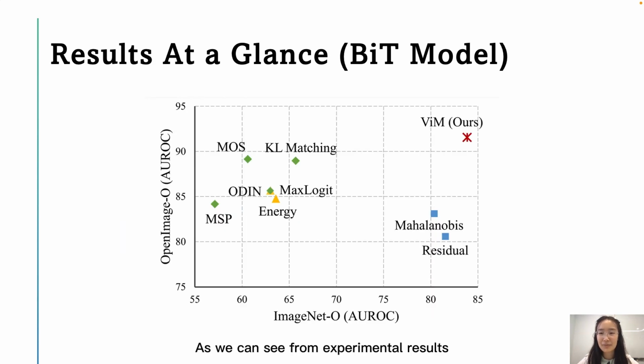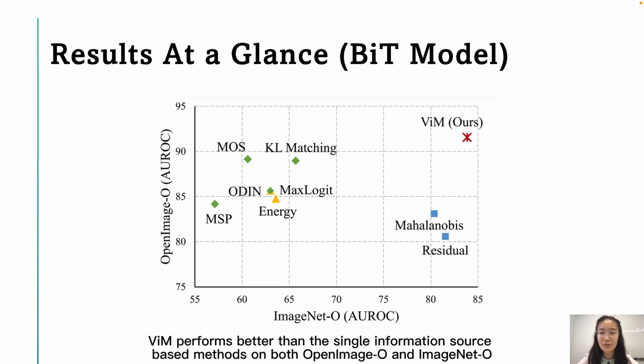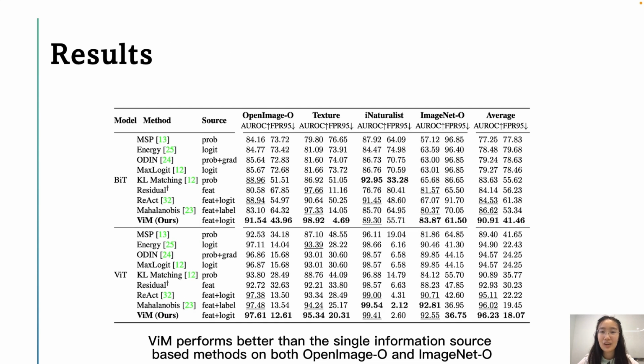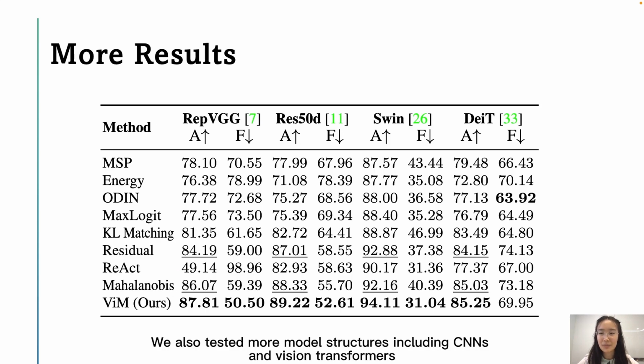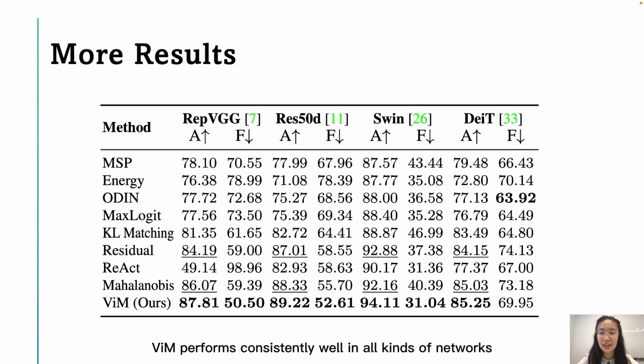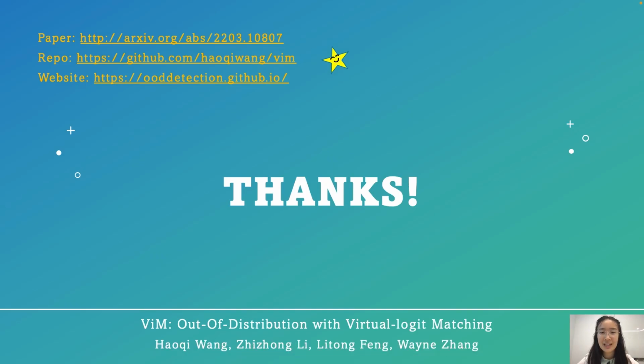As we can see from the experimental results, ViM performs better than the single information source-based methods on both OpenImage-O and ImageNet-O. We tested 4 OOD benchmarks, and ViM is the best on average. We also tested more model structures, including CNNs and vision transformers. ViM performs consistently well in all kinds of networks. To know more details, please find the resources here.